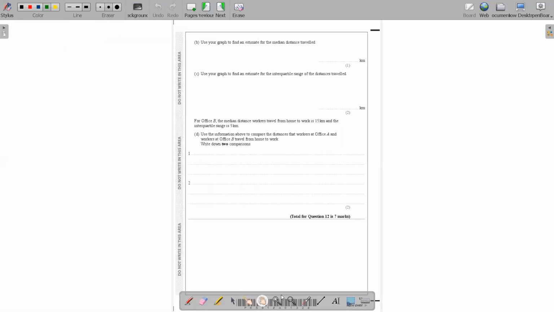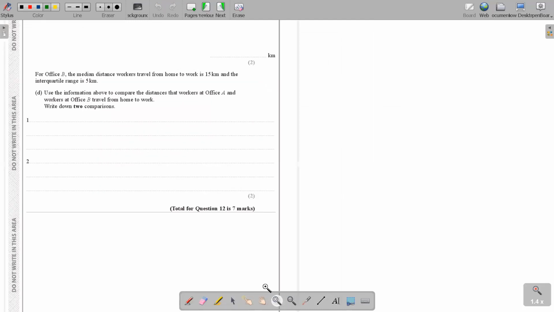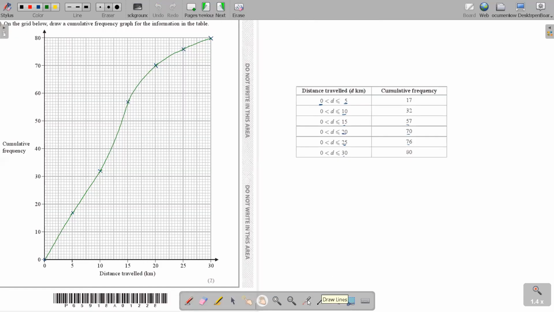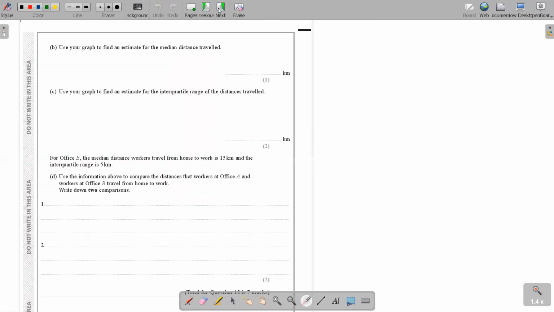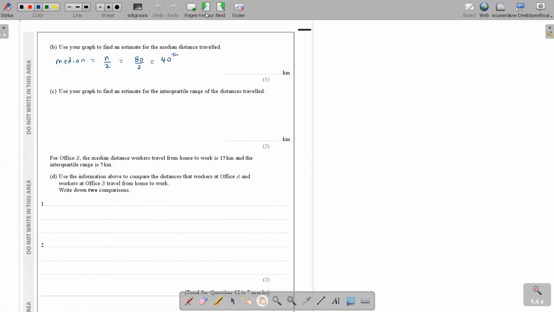The next set of questions. Here, use your graph to find an estimate for the median distance travelled. How do we find the median distance travelled? The total number of workers we have here is 80. The median we find by using the formula n divided by 2. For grouped data, we use n divided by 2, so 80 divided by 2, and we get the 40th position. So I need to find the distance travelled by the 40th employee.